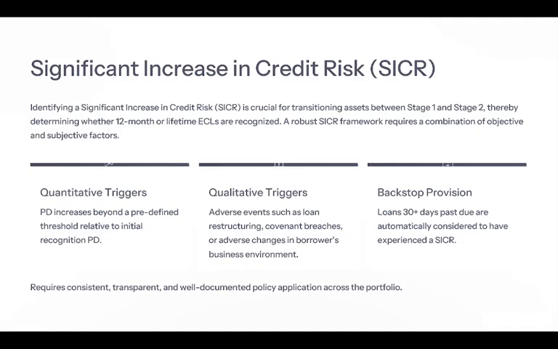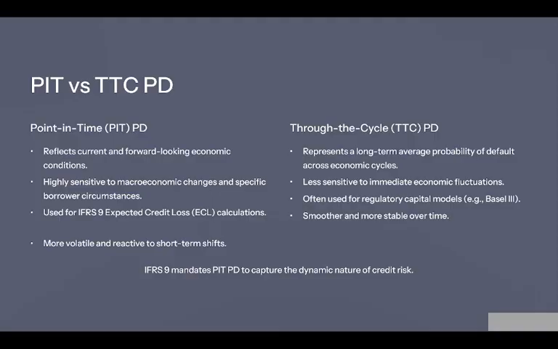Significant increase in credit risk, or SICR. SICR assessment determines whether an asset moves from Stage 1 to Stage 2. Quantitative triggers include PD increases above a defined threshold. Qualitative triggers include loan restructuring, covenant breaches, or adverse borrower events. The backstop provision requires that loans 30-plus days past due be classified as Stage 2.